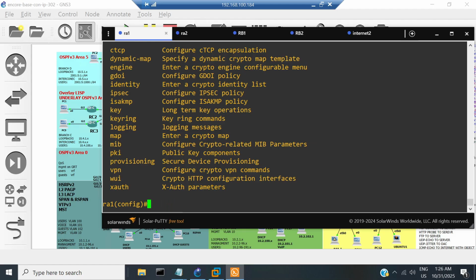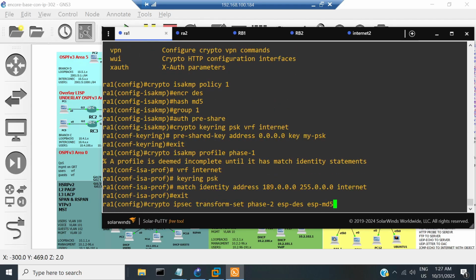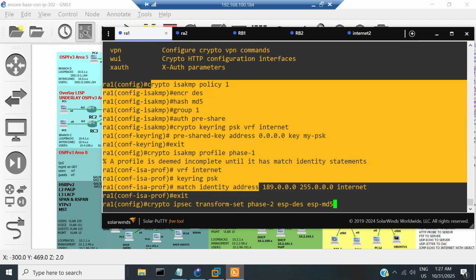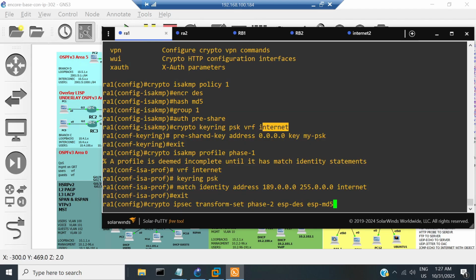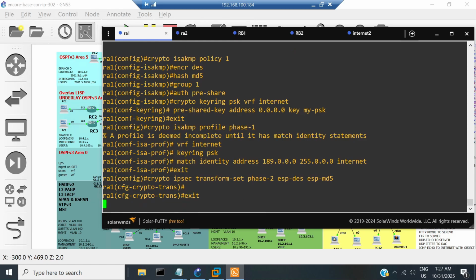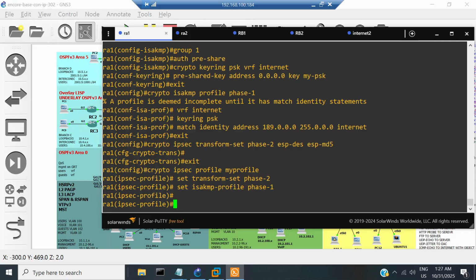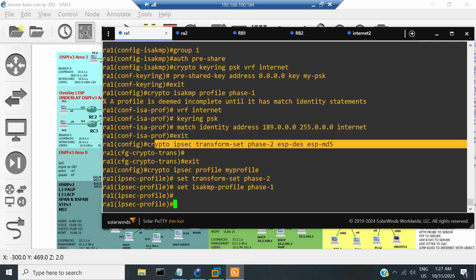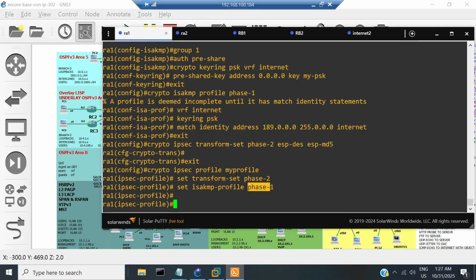So first of all, I am going to configure phase 1 and phase 2. So this is the phase 1 configuration. Notice that I am referring to the VRF, using CCNP profile and a keyring. Now let's configure the IPsec profile. This IPsec profile is referring to this phase 2 configuration and to this phase 1 configuration. We are using pre-shared keys.